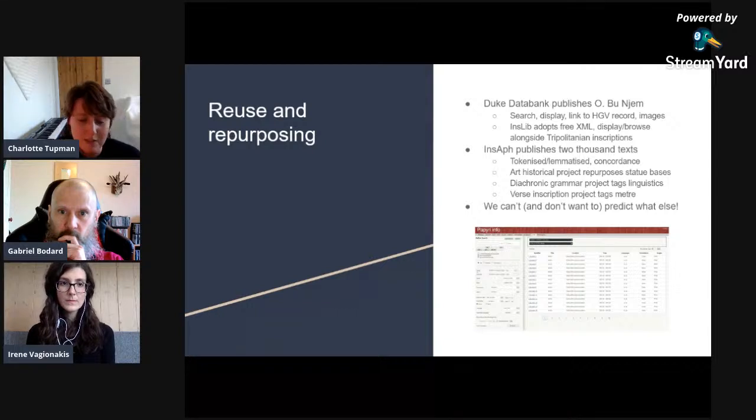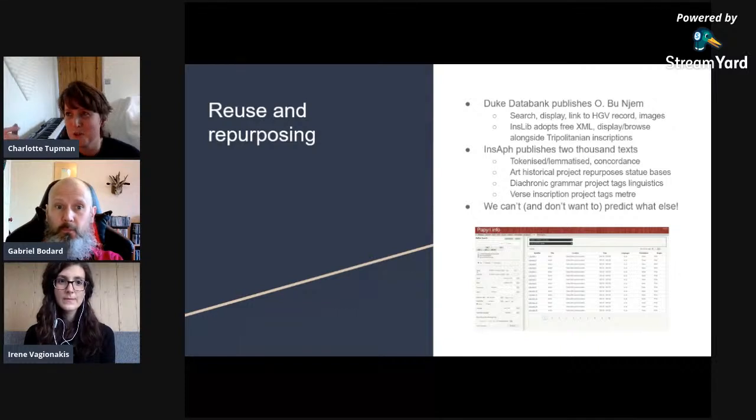I think the point about this is that whilst we might be able to imagine some of those reuses, we don't really want always to be able to predict those, and part of the exciting thing about making our texts available in this way is that we don't really know what people are going to do in the future with our material, but we want to make it available to them for those purposes, whatever they may be, as scholarship moves forward.